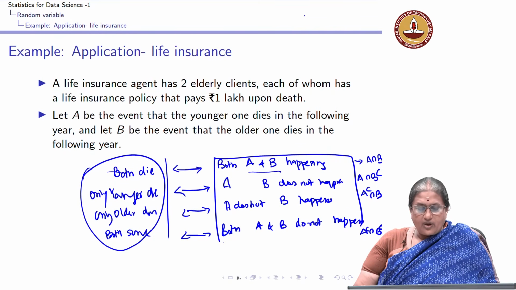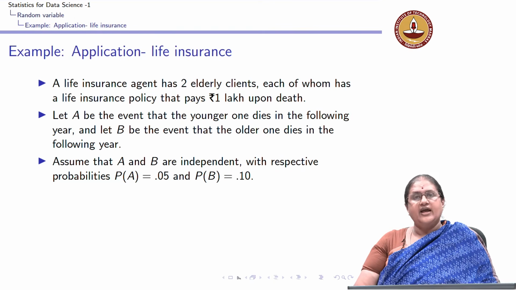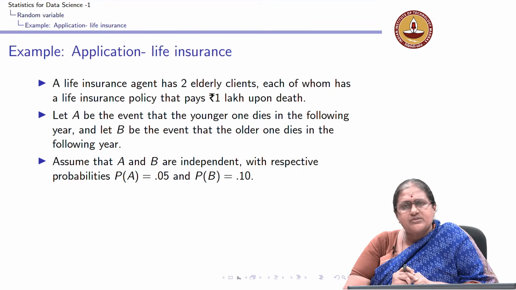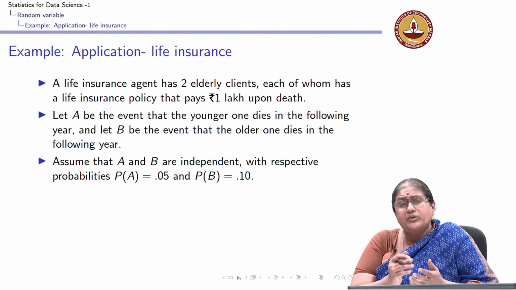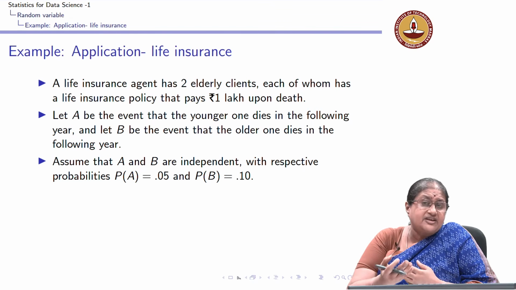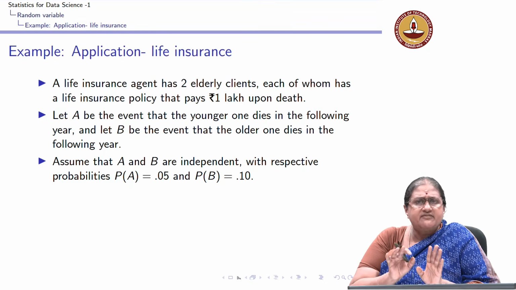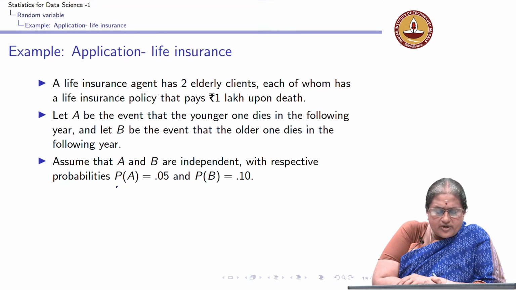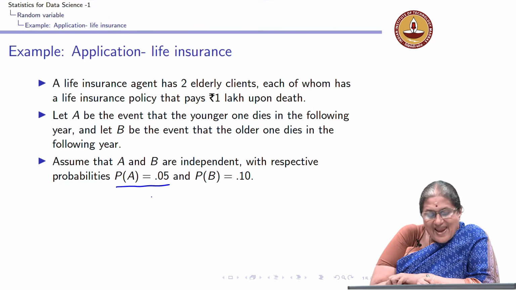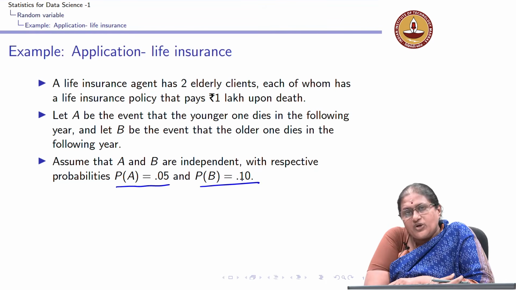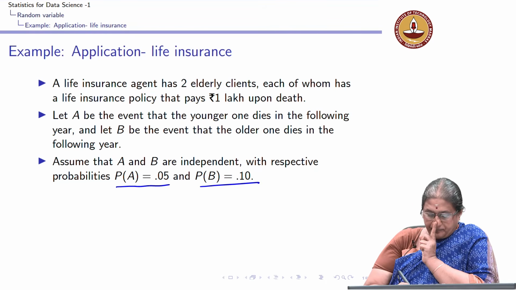Now, we want to associate probabilities. The next thing is, I assume A and B are independent. This is a very valid assumption, because when we are talking about two people dying, it need not be the case that one's death affects the other. So the events are independent, and I am associating some subjective probabilities. Perhaps a very low probability for A, the younger one, and probability 0.1 for B, the older one.